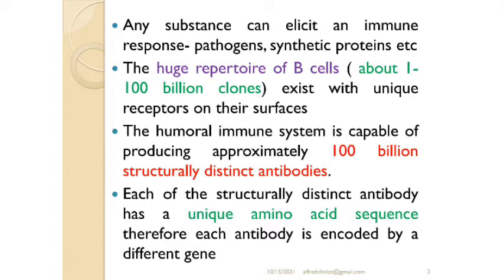So first thing, any substance can elicit an immune response, be it pathogens, synthetic proteins, or any molecule that can interact with our immune cells. And there exists a huge repertoire of B cells, that is about 1 to 100 million clones, which exist with unique surface proteins. And the humoral immune system is capable of producing approximately 100 million structurally distinct antibodies, and each of the structurally distinct antibodies has a unique amino acid sequence. Therefore, each antibody is encoded by a different gene.